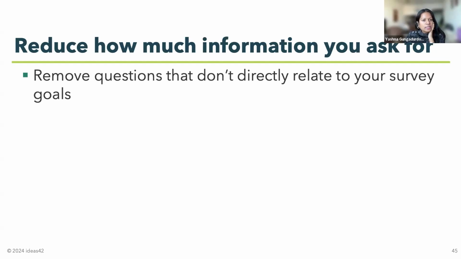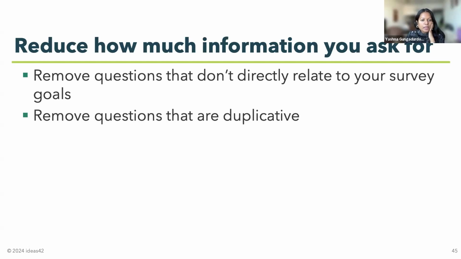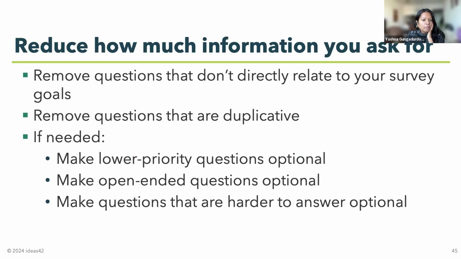A few ways to do this is first to remove questions that don't directly relate to your survey goals. Make sure that you're removing questions that are duplicative. And then if needed, make a number of questions optional. You can make lower priority questions optional. You can make open-ended questions optional, since we know that they're harder to respond to and clients might not want to. Make questions that are harder to answer, because of the themes that are being brought up, also optional. Basically, ensure that you're only including necessary survey questions.